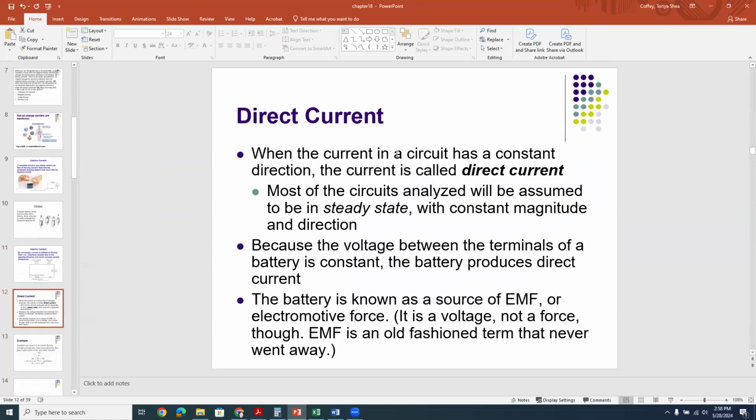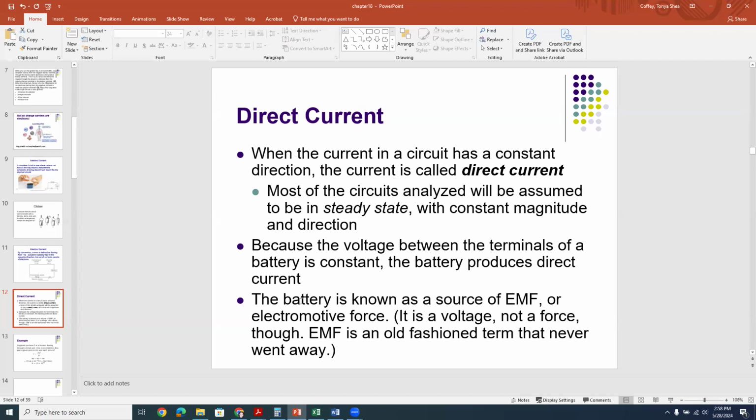Okay, when the current in a circuit has a constant direction, like from a battery, the current is called direct current. So most of the circuits that we analyze in this algebra-based physics class will be assumed to be in a steady state with constant magnitude and constant direction in a direct current scenario. So most of the stuff that you do is going to be direct current. Now, because we're not talking about any kind of loss of our battery, the voltage between the terminals of the battery is constant. The battery produces direct current.